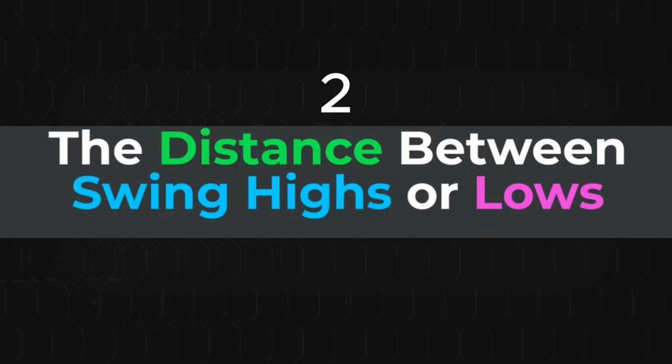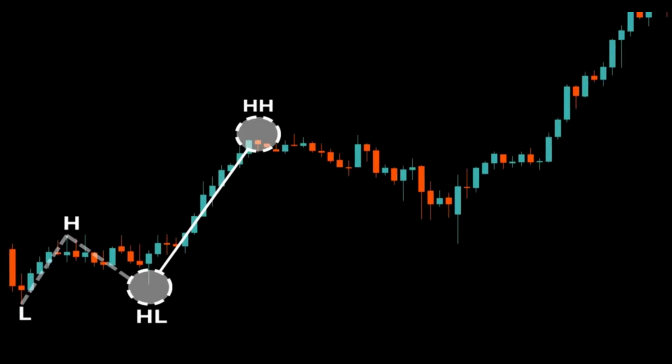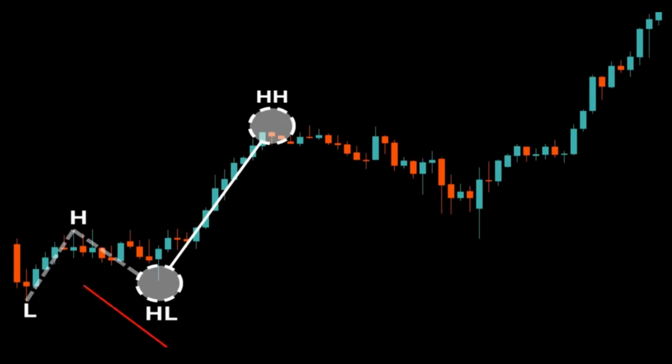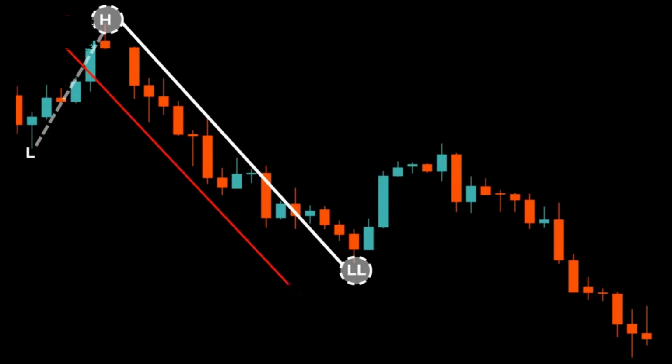2. The distance between swing highs or lows. One of the biggest signs of a strong trend is the distance between swing highs and swing lows. If the latest swing high is significantly higher than the previous one, or if the latest swing low is much lower than the last, it's a clear indication that the market is dominated by strong buyers or sellers.